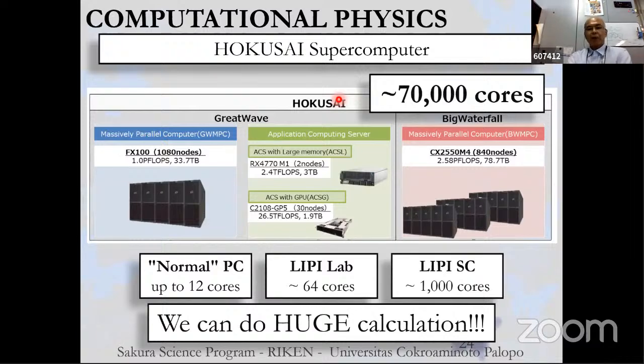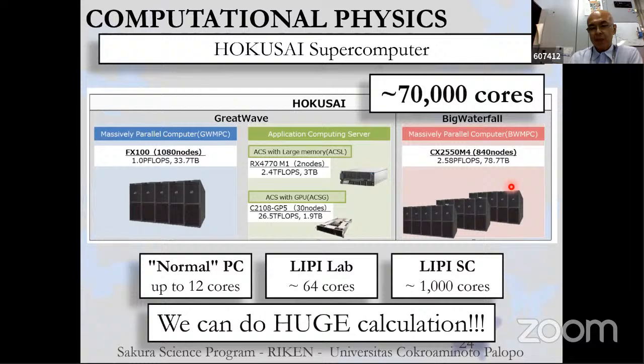This is a simple comparison between some of the computing facilities in Indonesia. There are two systems in Hokusai: the Great Wave and the Big Wave. The Great Wave has already been replaced by the next generation, named the Sailing Ship. The performance becomes much higher and bigger. Then the Big Wave is still working. It has much bigger capacity compared to the Sailing Ship. So the Big Wave is going to be replaced next year by a much better one.